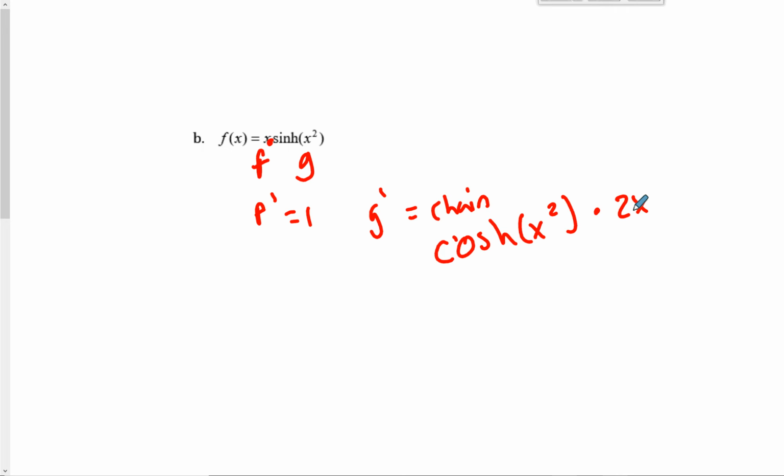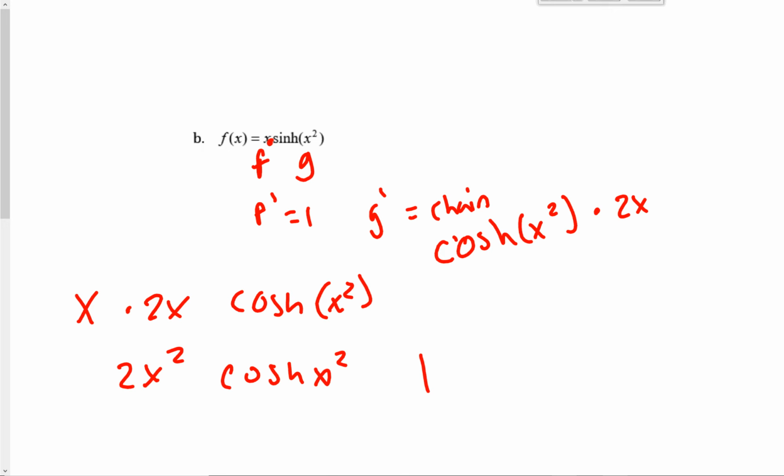Now I do product rule. So F times the derivative of G, so 2x times x, which is 2x squared, hyperbolic cosine of x squared, plus F prime, which is 1, times just G. 1 times that is just that. And I think that's as far as you need to go. Yeah, that's all good.